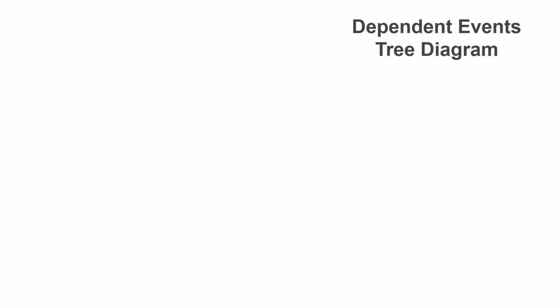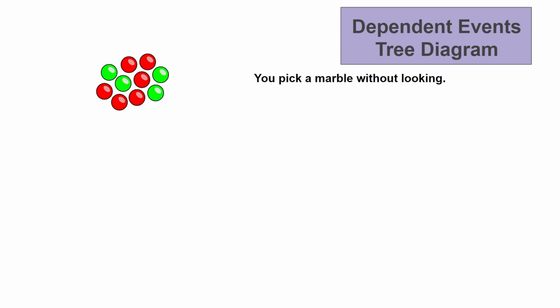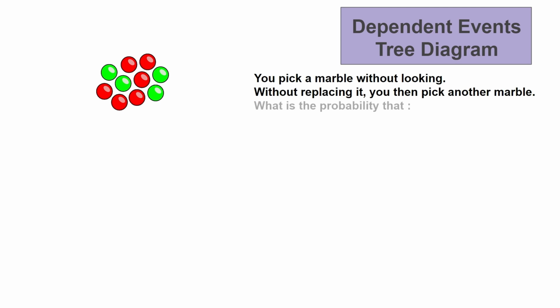In this video, I'd like to show you how to calculate the probability of dependent events using a tree diagram. For example, let's say there's a bag with 4 green marbles and 6 red marbles. Now, let's say you pick a marble without looking, and then, without replacing it, you then pick another marble. What is the probability that the first and second marble will be green?